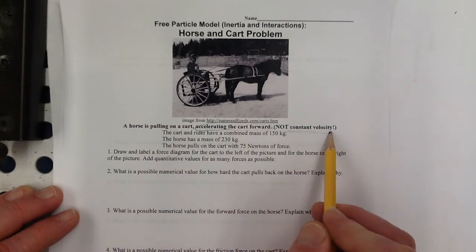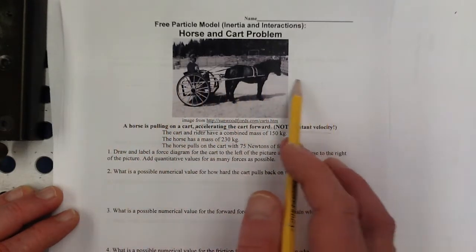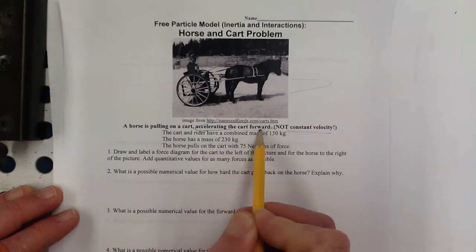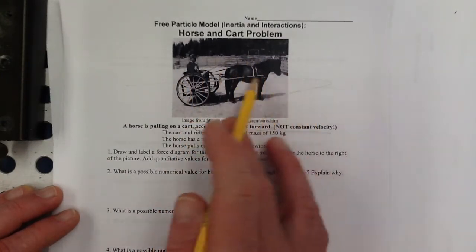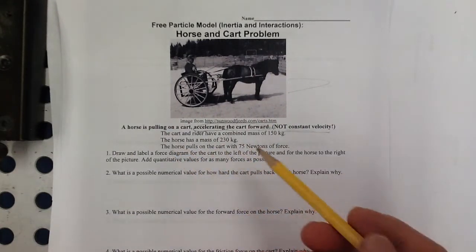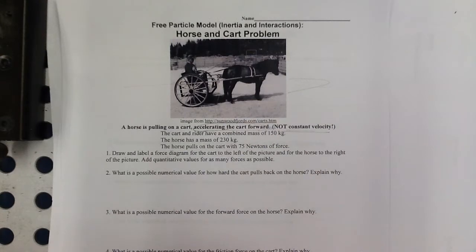So not constant velocity. That means the forces in the direction of motion are not balanced. If it's accelerating the cart forward, that means there's got to be some extra force in the forward direction. We don't know how much, but we know that there's got to be at least some extra in the forward direction. So if that's a news flash to you right now, you should probably pause this and see how you think that might affect your diagrams.